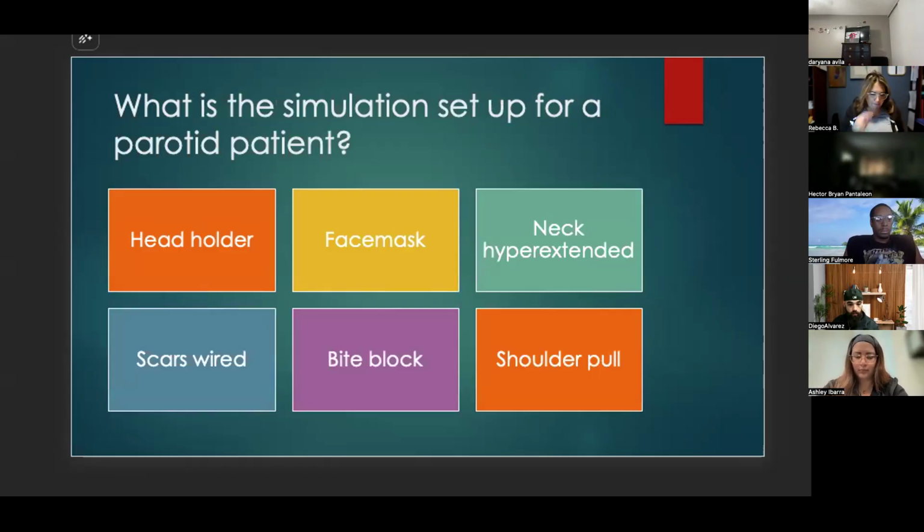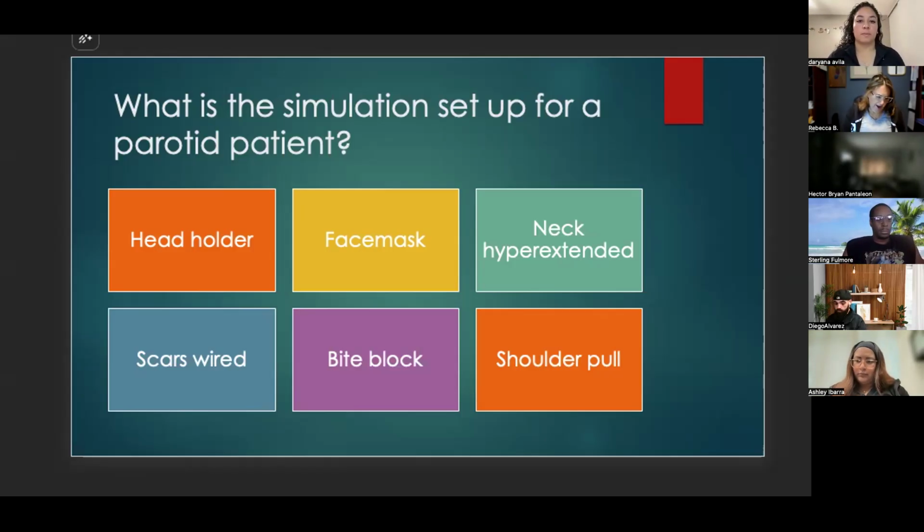What does the simulation for a salivary gland look like? It looks like a head and neck tumor. That would be a head holder, a face mask, neck hyperextended. You basically want to lock in this area of the jaw, so you want that mask to be very conformed around the neck and chin area. A lot of head and necks, not just parotid, will have surgery. They will have scars, and so we wire those scars. It is something to think about. Every place does this a little bit differently. There's no right or wrong way to do it.